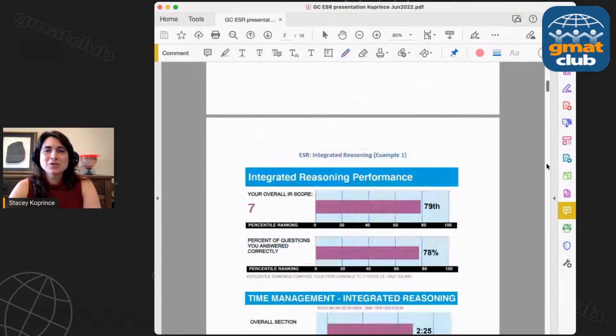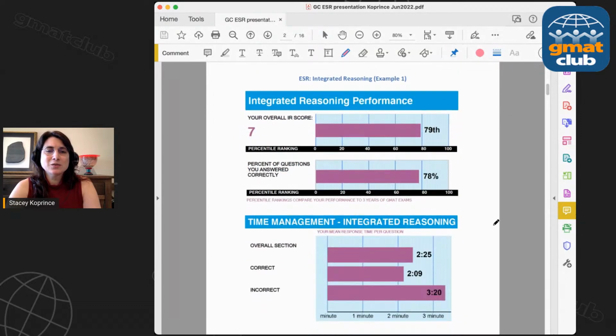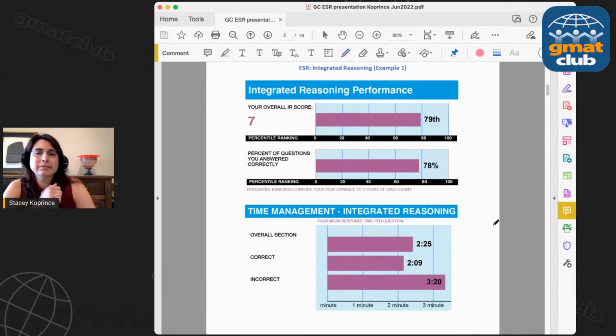Okay. So here is the next report that we get. It's integrated reasoning. And I'm going to shut up now. Tell me what you see in this. How would you interpret this if this were your data?